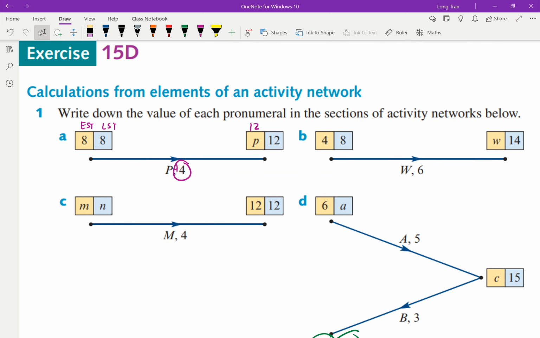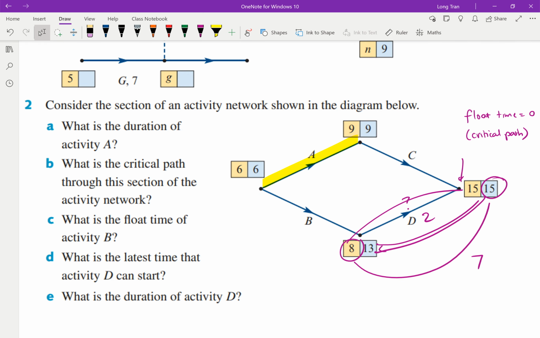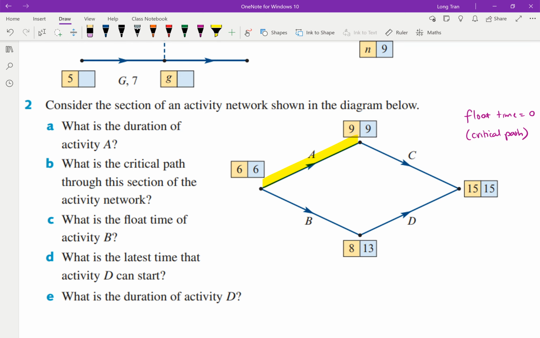So in each of these activities, that's what you're doing. You're going through EST, LST. The reason why this is going to be tricky is when you start doing these kinds of problems here. They'll ask you, what is the duration of activity A? What is the critical path? Like I say, the critical path is when the float time is 0, and I can see this is your pathway: 6, 6, 9, 9, and 15, 15. So activity A and activity C are very important. Those people who are assigned to activity A and activity C cannot screw up.